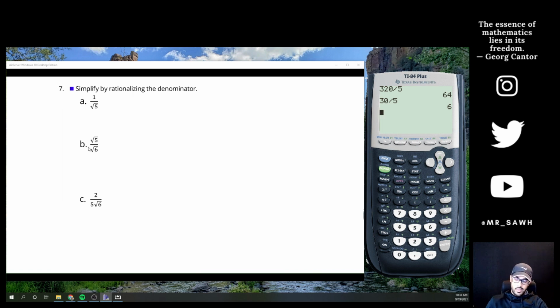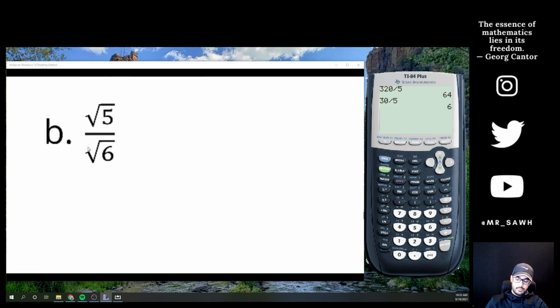Just because if you think about B, well, 5 divided by 6 isn't perfect, right? Like, it doesn't simplify nicely. So I'm going to have to get rid of this root sign on the bottom, because we don't want to see it on the bottom. So I've got to multiply by 1, and that 1 will always come from the bottom. So root 6 over root 6. Every time, always use the bottom radical.